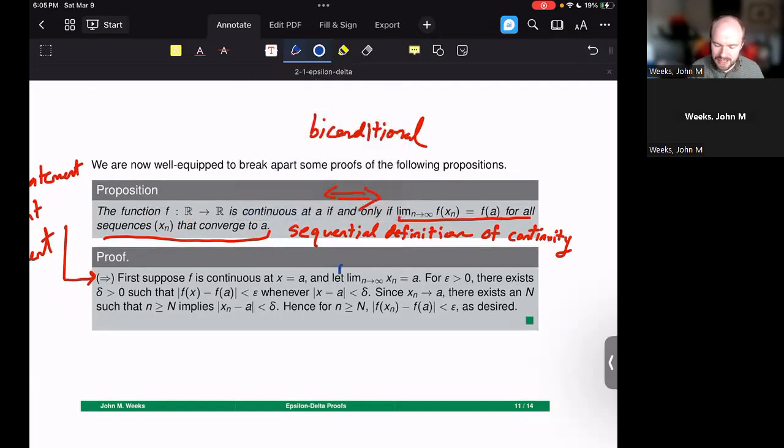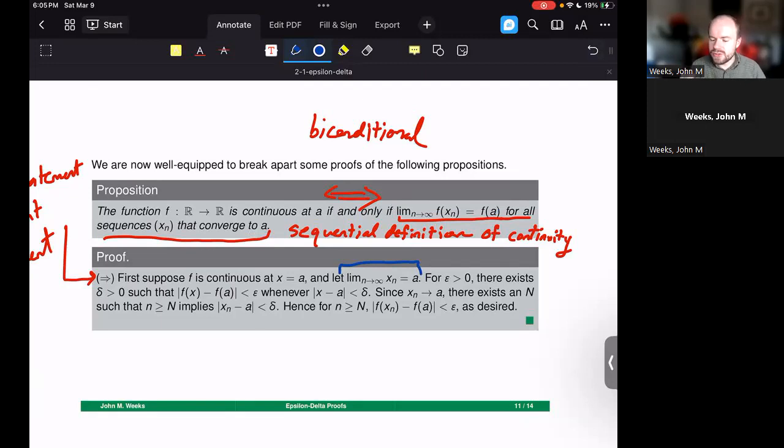So here is me constructing a sequence x sub n. I'm saying let's take x sub n to be a sequence so that the limit of x sub n is equal to this value a. This is me setting up this right-hand side. I'm playing a game with you, the professor. The professor is giving me a sequence x sub n that converges to a. I now need to show that the limit of f of x sub n is f of a.